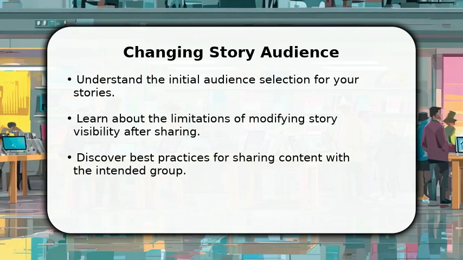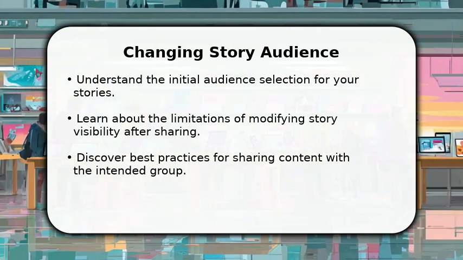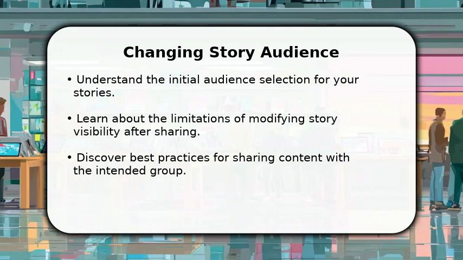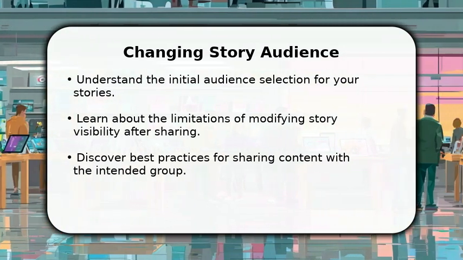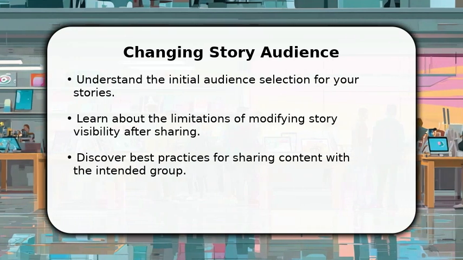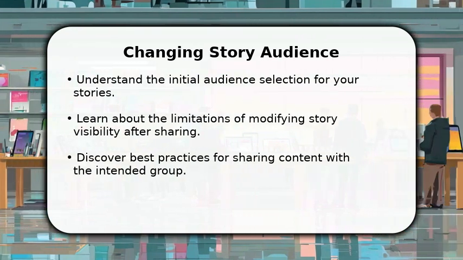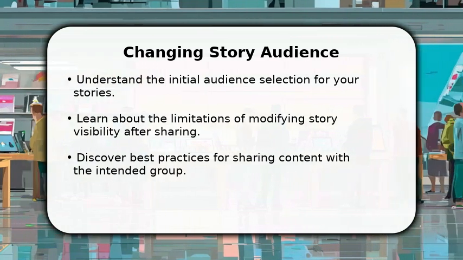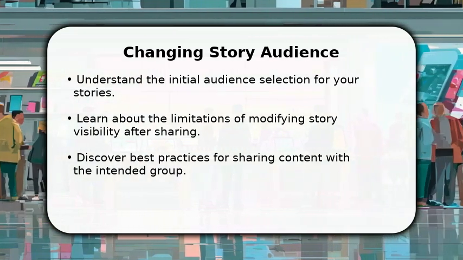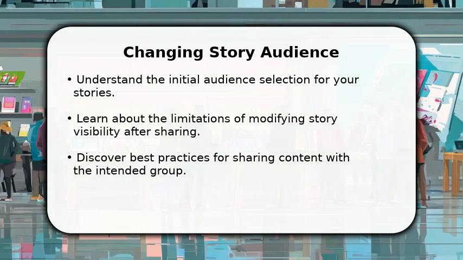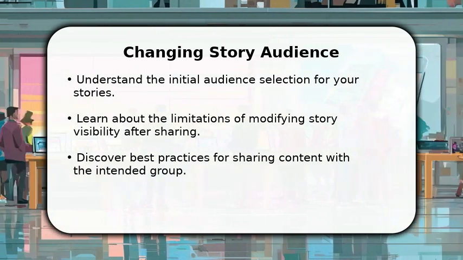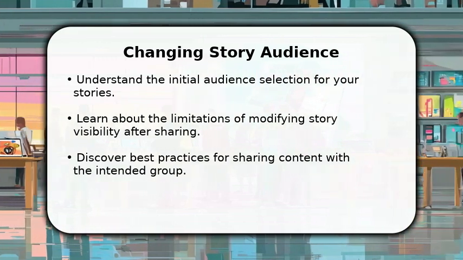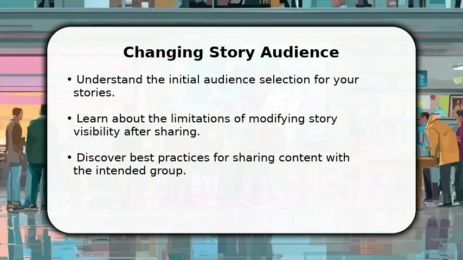In this video, I will explain if you can change a close friend's story to everyone. When you share a story on many social media platforms, you typically select your audience, such as close friends or everyone, before posting. This initial decision is crucial because it often determines the story's visibility for its entire 24-hour duration. We will explore the common policies across popular platforms regarding audience adjustments after content has gone live.